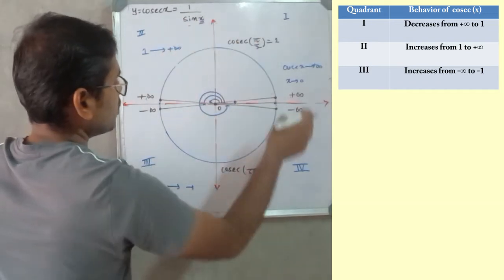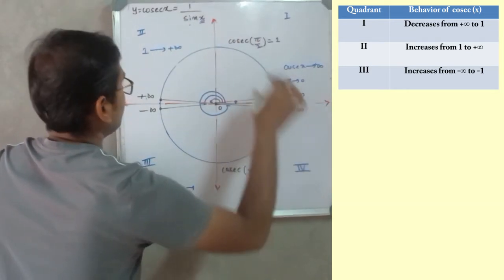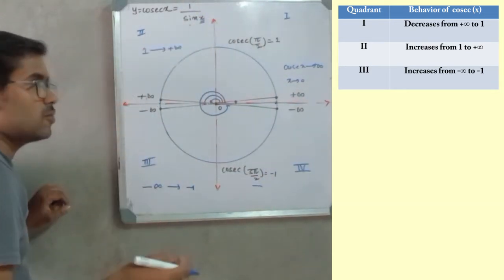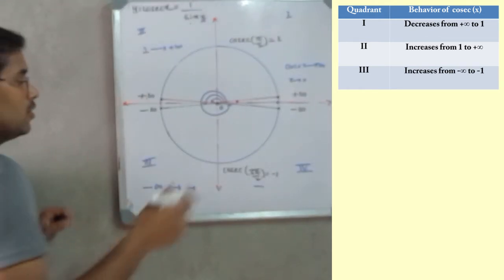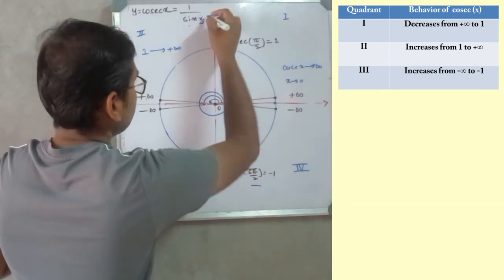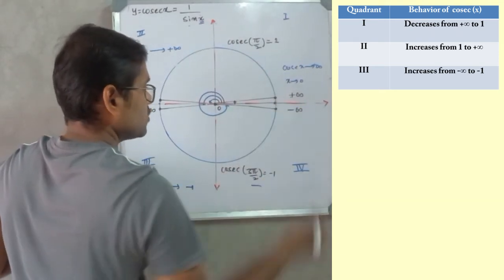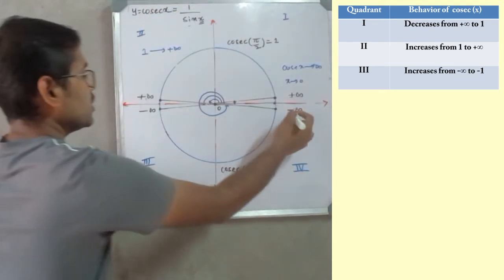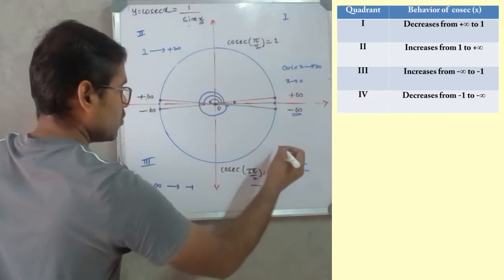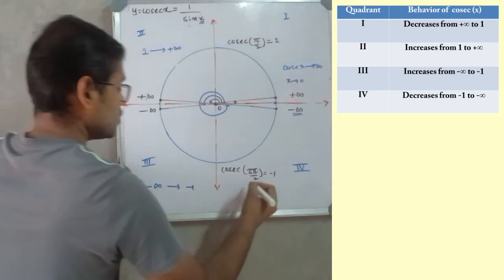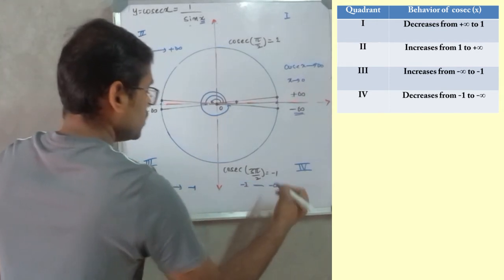Now, in the fourth quadrant, the value of sin x is negative. So if you divide 1 by a very small negative number, the value of cosec x will be a very large negative number. So again, if the value of x approaches 2 pi from this side, the value of cosec x will approach negative infinity from this side. So in the fourth quadrant, it decreases from minus 1 to negative infinity.